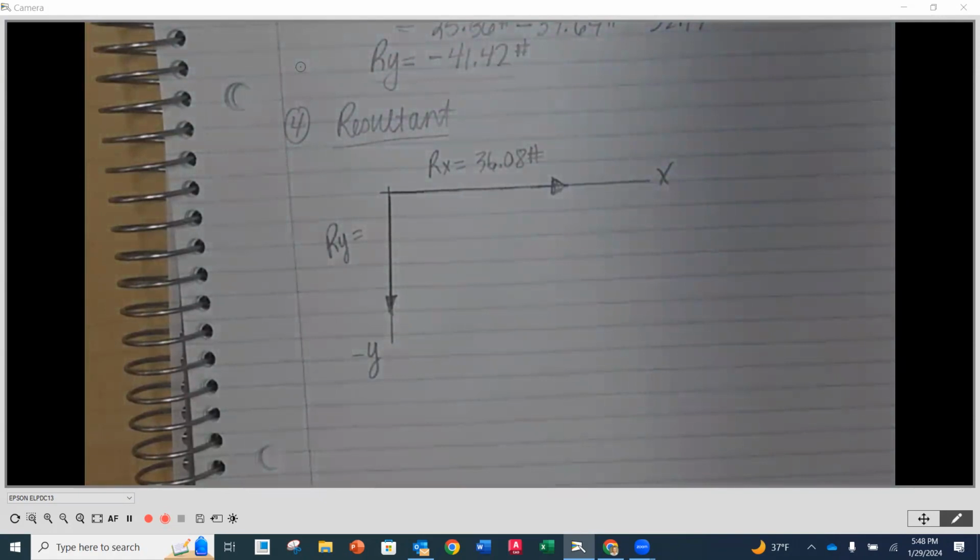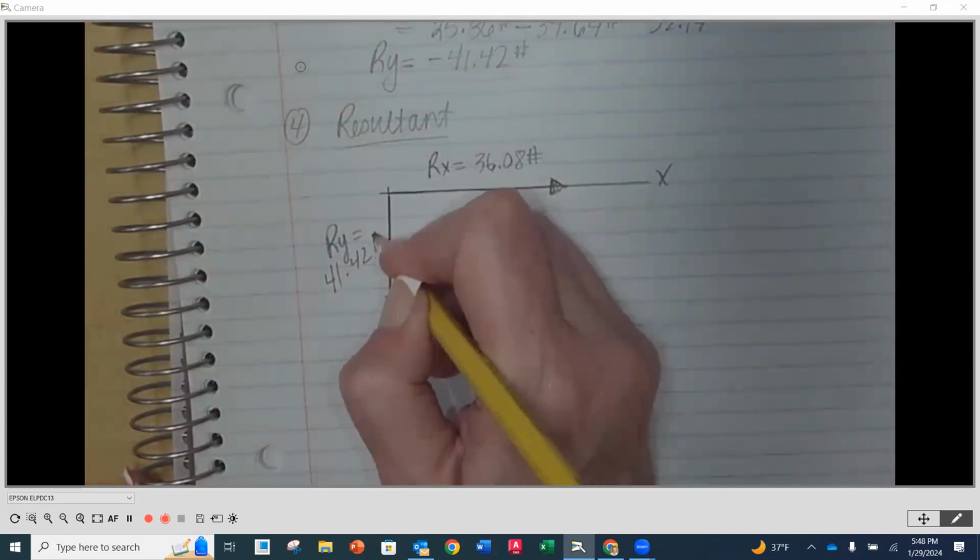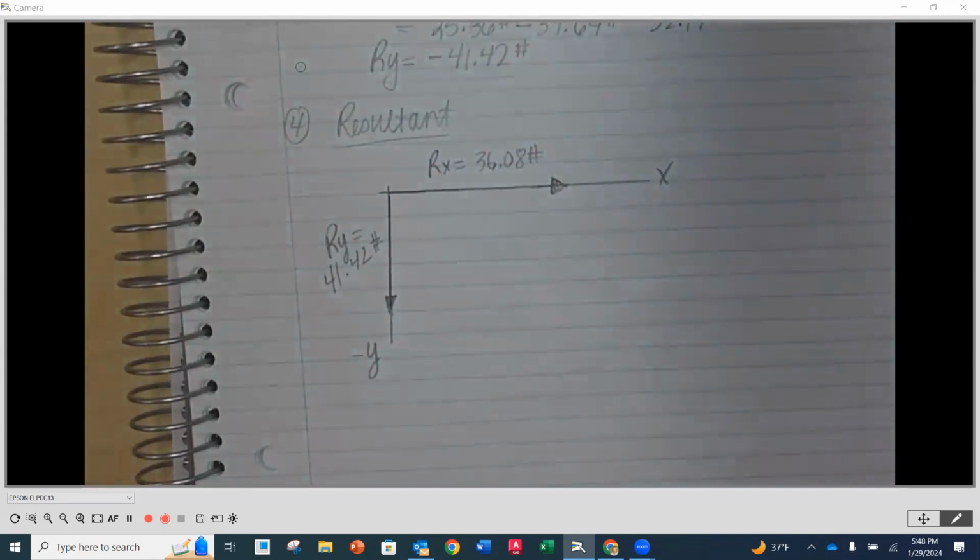Go ahead. It's a vector, and why wouldn't I put the negative in front? The arrowhead tells me. I've got the arrowhead drawn, so don't put a negative in front of the 41 now. So 41.42 pounds, and the direction going down is the negative. If you put another negative in here, it's not right. It is redundant, and it could be interpreted incorrectly.